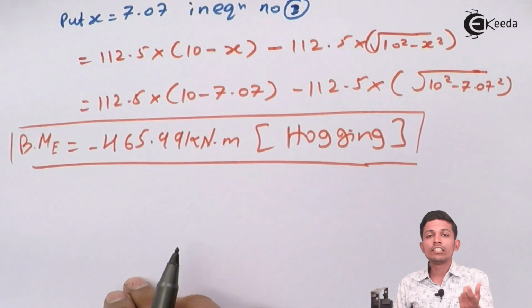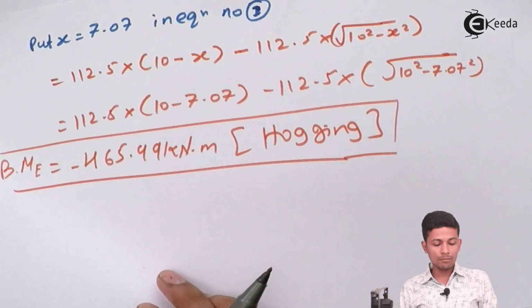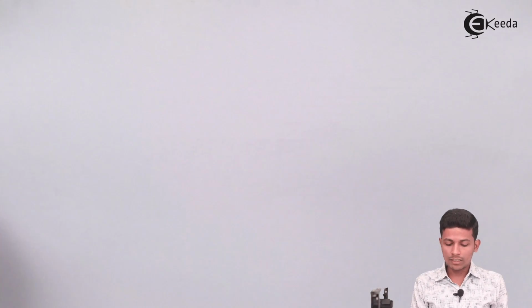Okay, now we have done with the second part also. Now the third part is nothing but your radial shear and normal thrust. So we find the normal thrust and radial shear.